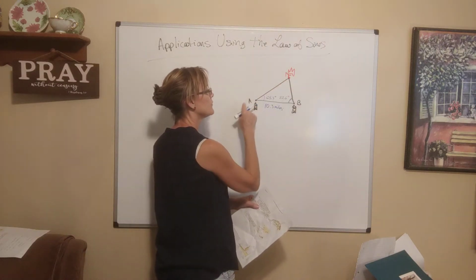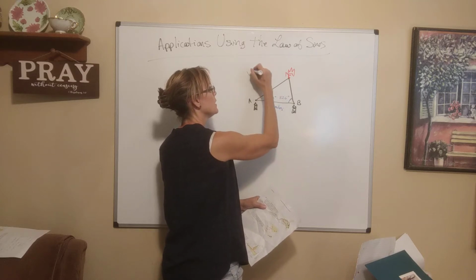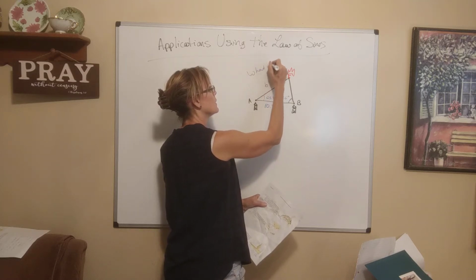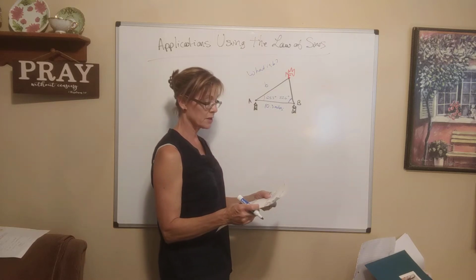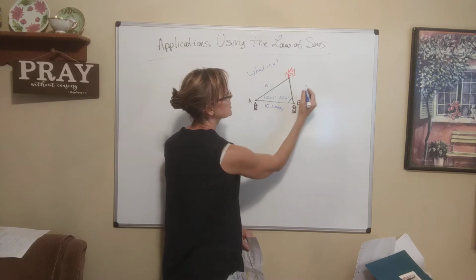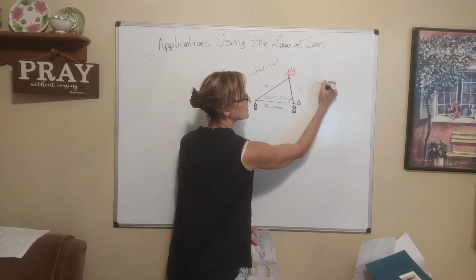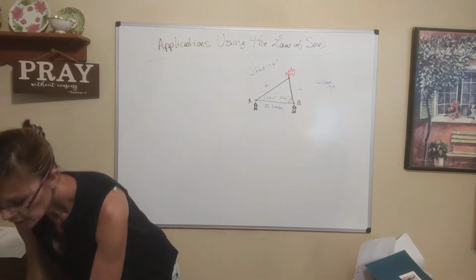How far is the fire from station A? In other words, what is B? That's what we have to figure out. And then it says, how far is the fire from station B? Which is, what is little a? Because little a is across from angle A. Okay, so here is what we can do.